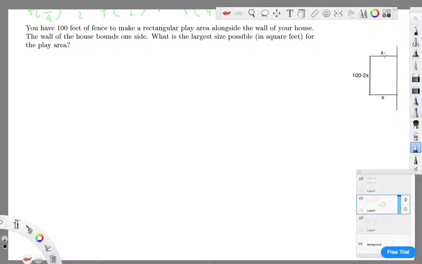And so we know that if it's a rectangle, we have right angles here, and these values are equal. So we've got x and x, and then this one is 100 feet minus whatever these two are, which is 2x. And so how do we find the largest possible area there? Well, we know that our area function is equal to x times 100 minus 2x, and we'll carry out the distributive property there. We get 100x minus 2x squared. Right, so there's our area function, and the first derivative of that function, excuse me, is 100 minus 4x.